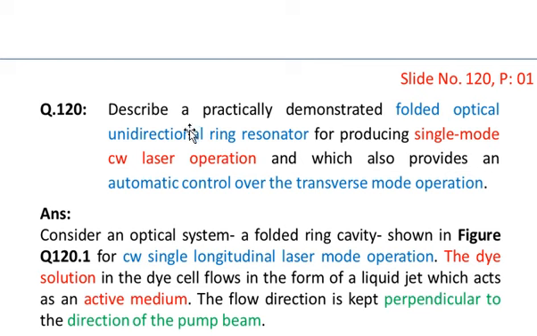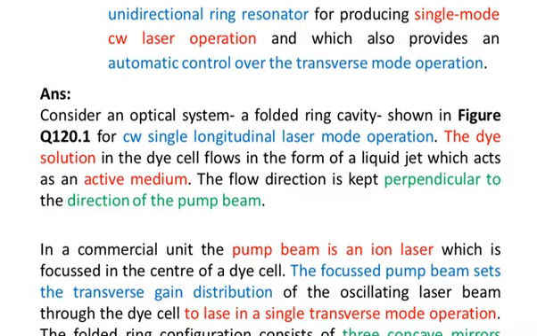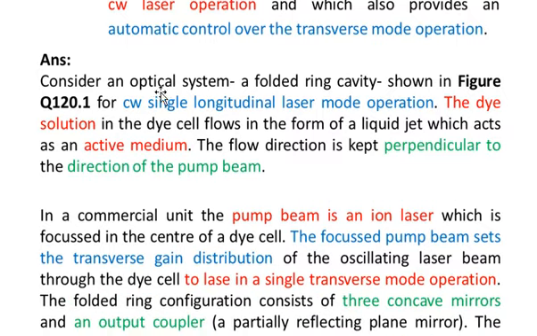Question is, describe a practically demonstrated folded optical unidirectional ring resonator for producing single mode continuous wave laser operation, and which also provides an automatic control over the transverse mode operation. The answer is, consider an optical system, a folded ring cavity resonator shown in figure number 1 for continuous wave single longitudinal laser mode operation.